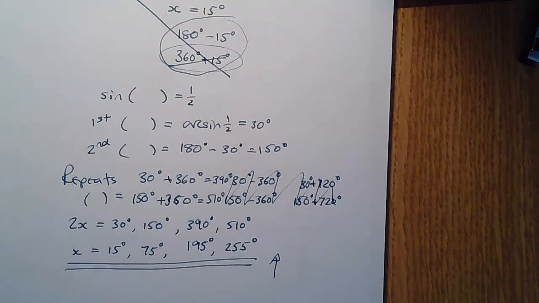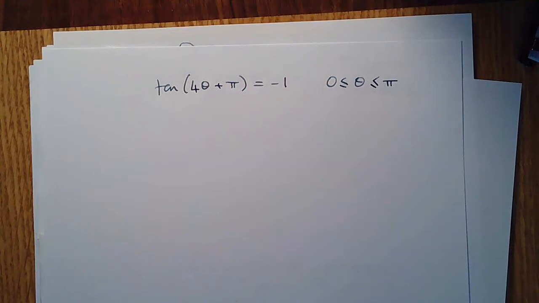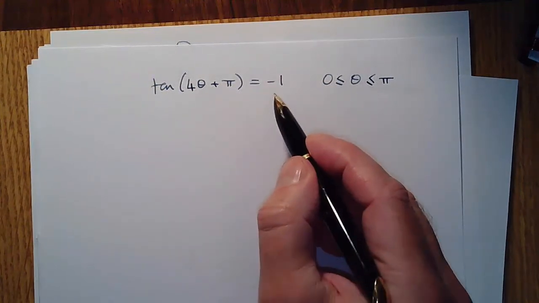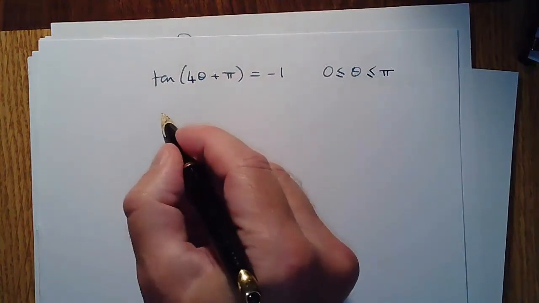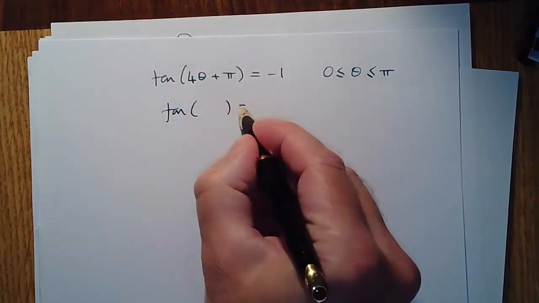Okay, I'm going to do one more example using the correct method, a slightly harder example, just to hammer the point home. So here we go. I've got tan of a bracket equaling -1, okay, but I don't care about what's in the bracket to begin with. I think tan of bracket equals -1.